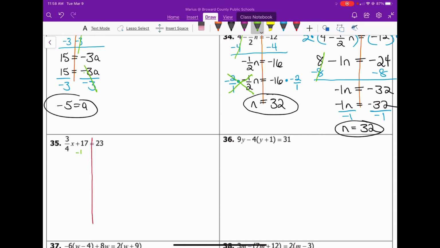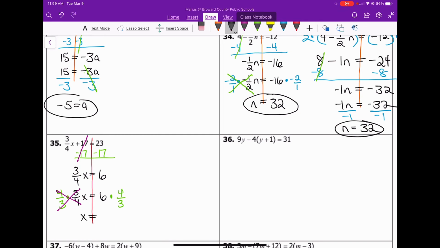I want to subtract 17 from both sides. The reason we're subtracting 17 is because it's positive. In order to move a positive from one side to the other, we have to subtract. The 17's cancel out, and I'm left with 3/4 x equals positive 6. Now, I want to rewrite this and show that I'm multiplying both sides by the reciprocal of the fraction, 4/3. When we do that, the fractions end up canceling each other out. And now we have x equals.